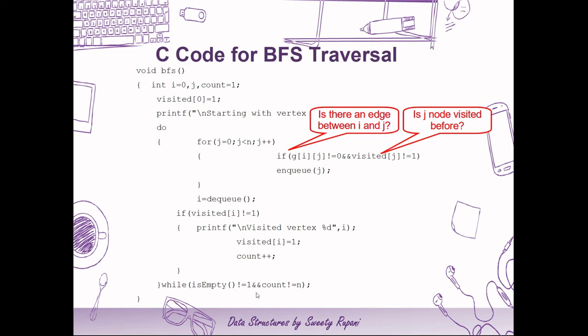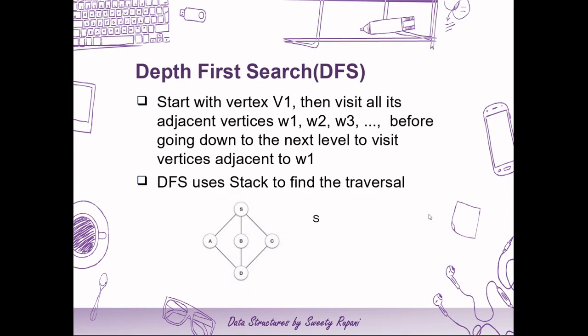It may be possible that there are a few values in the queue which have already been visited, but we have reached our count. That is, we have visited all the nodes. In that case, all the values in the queue are of no use. So in order to save that time, we are writing this particular condition. Let us go for DFS traversal.